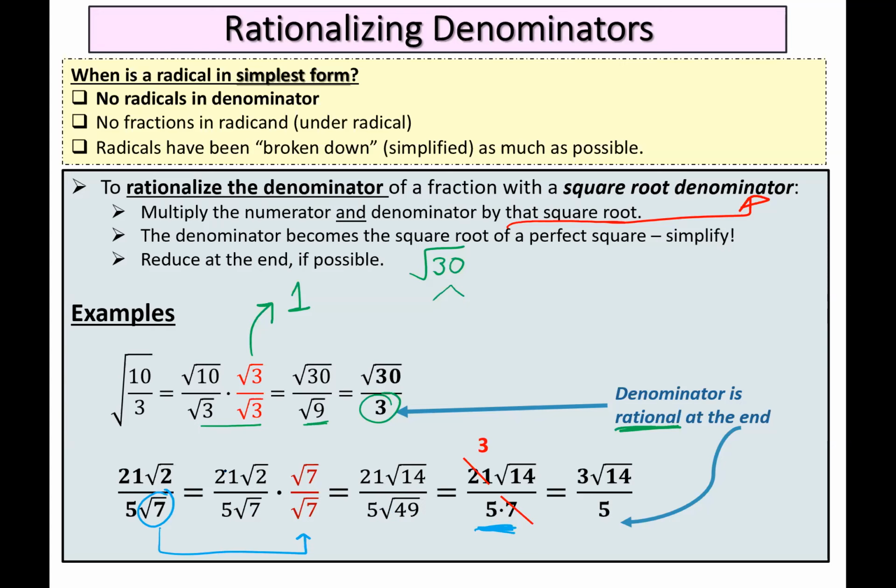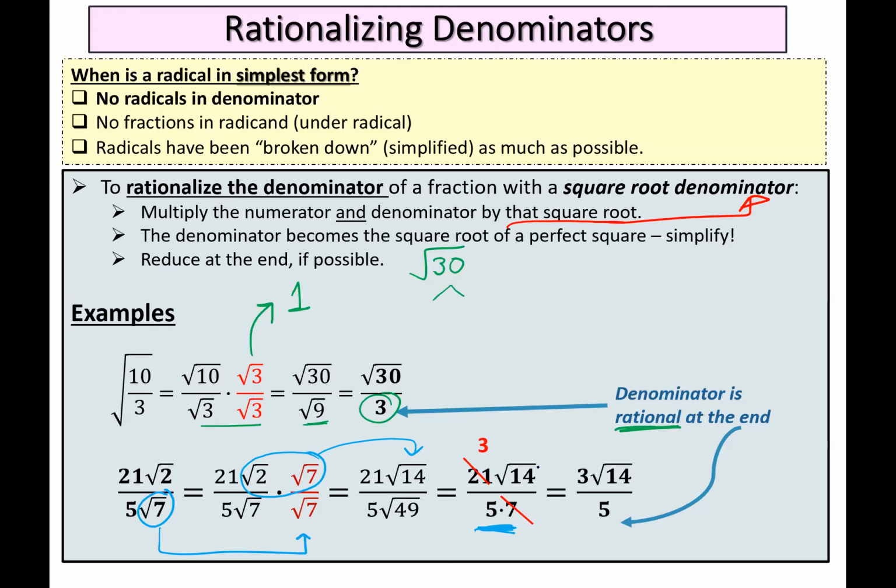Meanwhile, in the numerator, we had 21 square root of 2 times square root of 7. We're multiplying the square roots together: 2 times 7 becomes 14. So here's where we are. In the numerator, we have 21 square root of 14 over 5 times 7. Now we just reduce. The reason I left the 5 times 7 separated is because the 21 in the numerator can reduce with the 7 in the denominator. 21 divided by 7 is 3. That's why I've written this red 3 here.